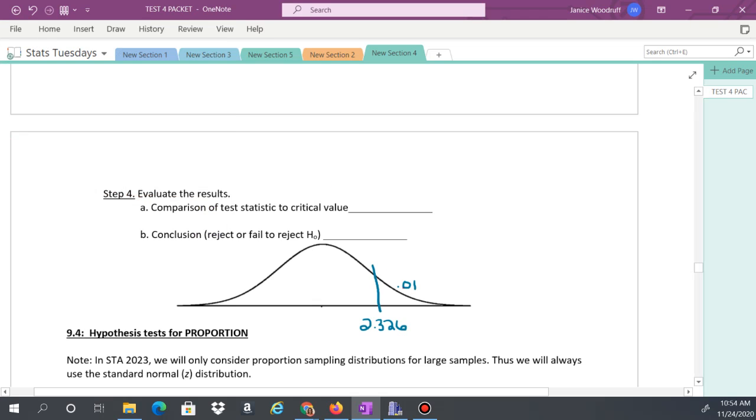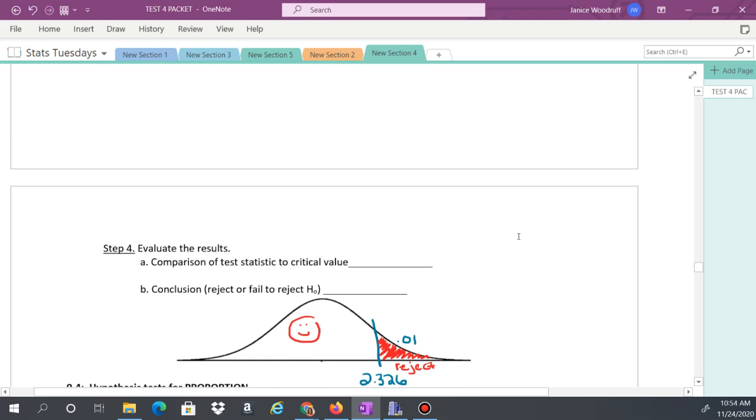And I'm going to draw my rejection region in the red. And then my fail to reject, I'm just going to put a smiley face. Okay, now let's go back and we'll do the math.